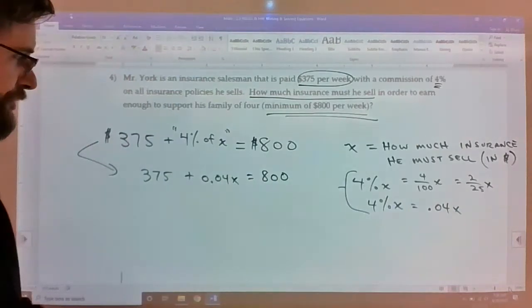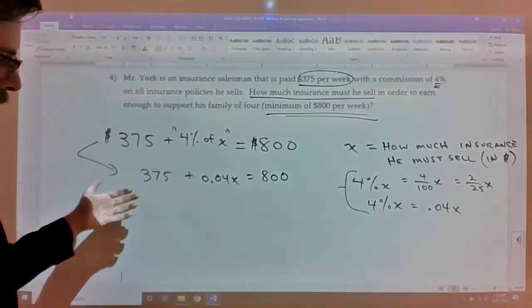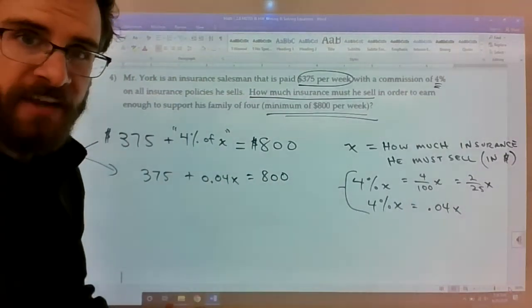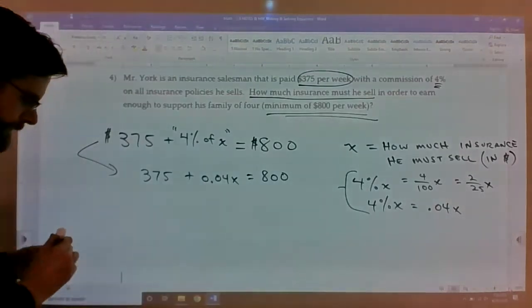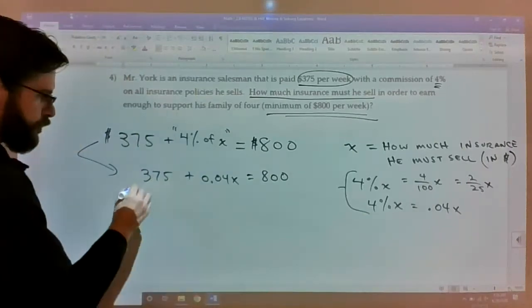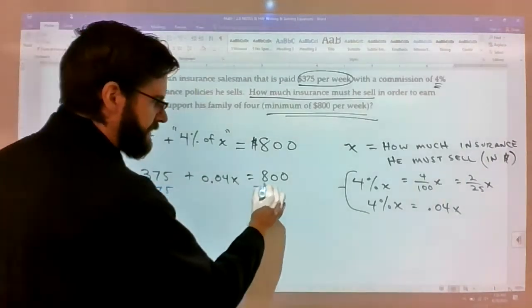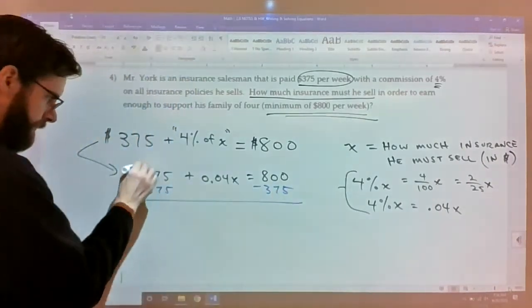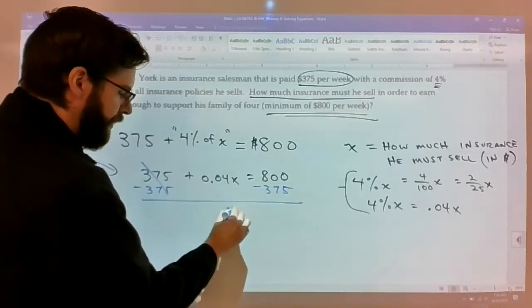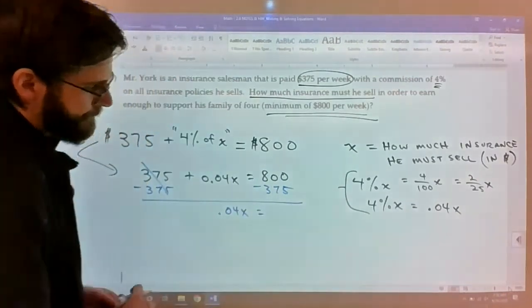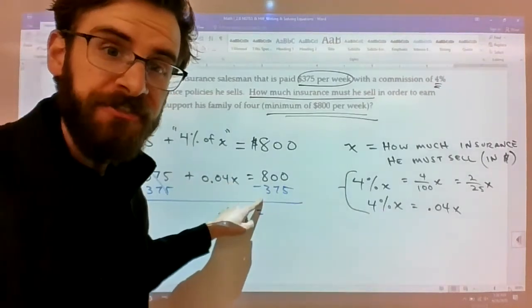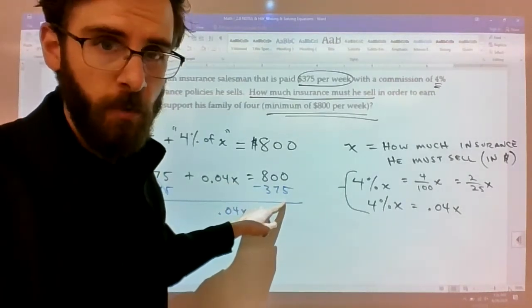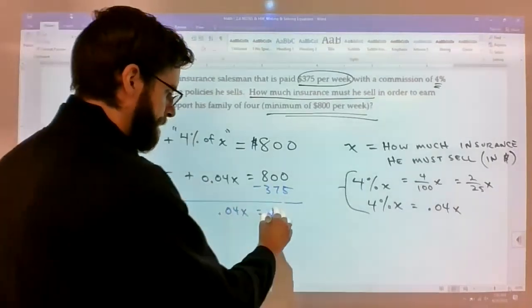And here's the deal. Once you find your equation, it's just a matter of solving it the same way you did the first 6 lessons that we did. So I'm going to subtract 375 from both sides. That gives me 0.04x equals, let's see, 800 minus 300 is 500. Take away 75 more. It's 425.